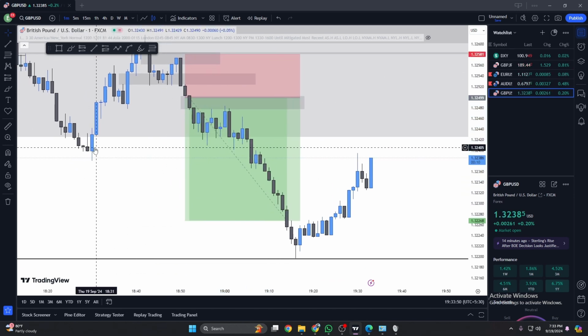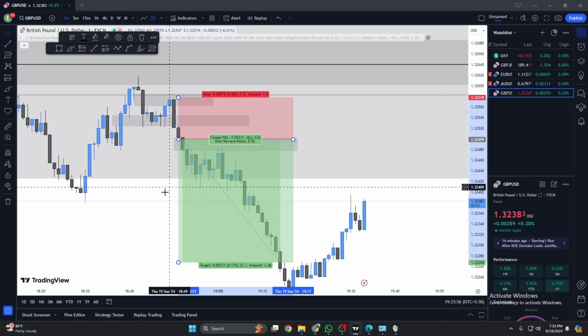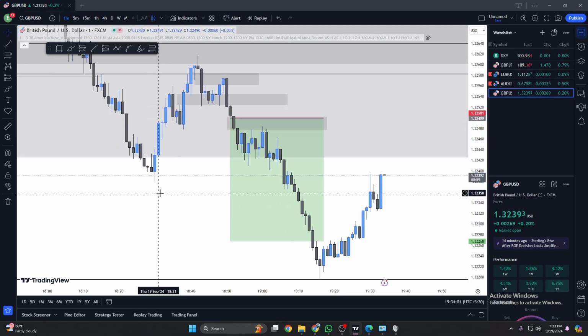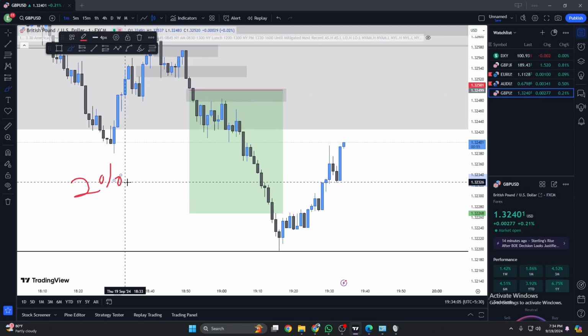I placed my stop loss at first at this high. Then I trailed it to there, and then when I got 1% around here, I trailed it to break even, and I left the room. Now it's hit. I made 2% on this trade. 2% of my 8k funded.